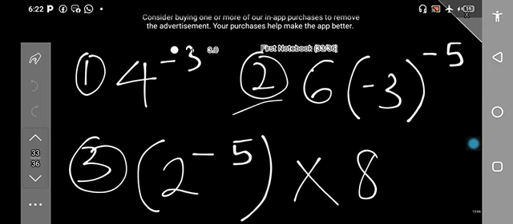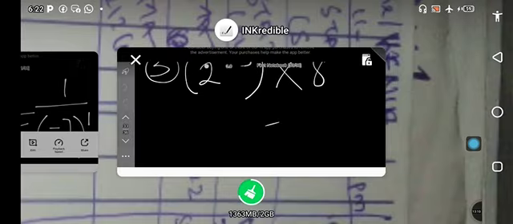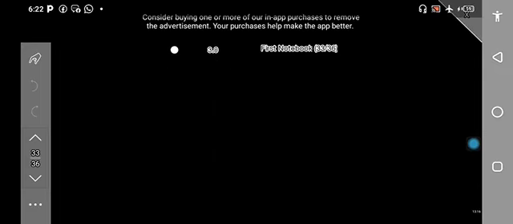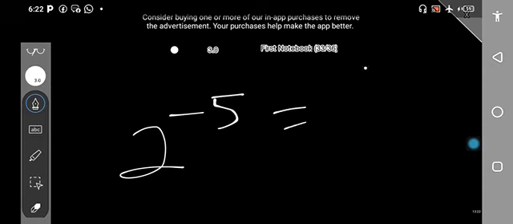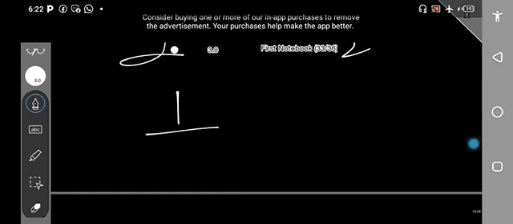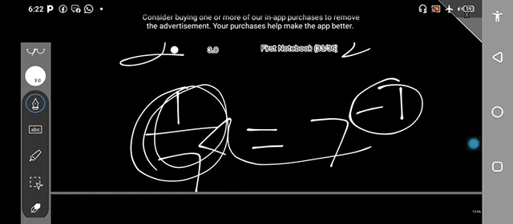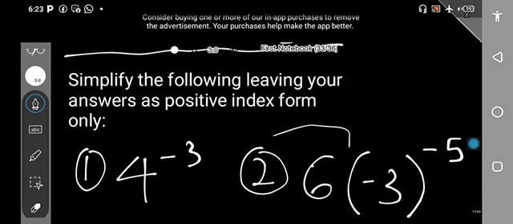So what I mean, for example, if your answer is 2 raised to the power minus 5, if this is your final answer, you should write it as 1 over 2 raised to the power 5. I hope you understand that and you simplify it. Or if you have 1 over 7, do not write it as 7 raised to the power minus 1. This is a negative index. If you don't want that, leave it as a positive index like this only. So that's what the instruction is telling us. So take note of that. We just want positive index form only. You can see that everything here is in negative index, so we want it in positive index form only.